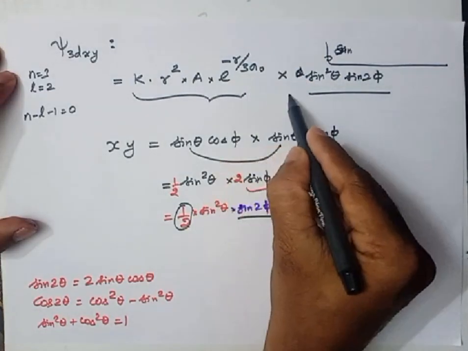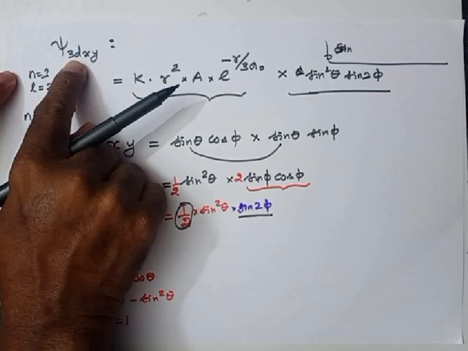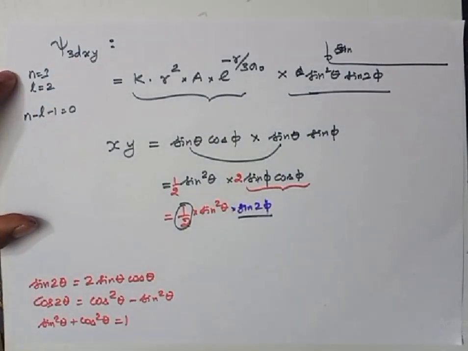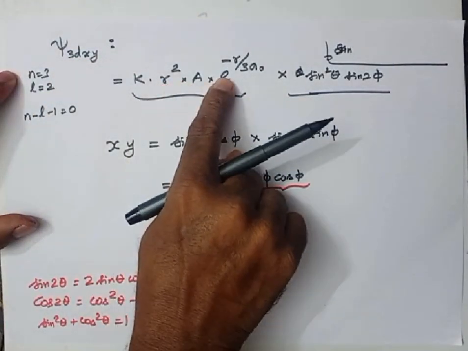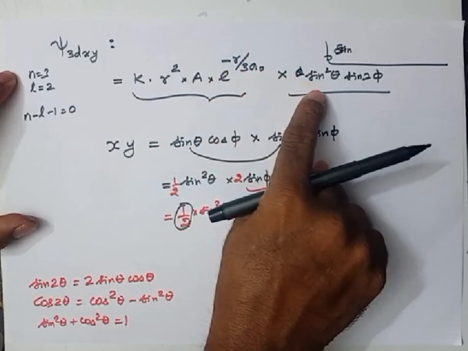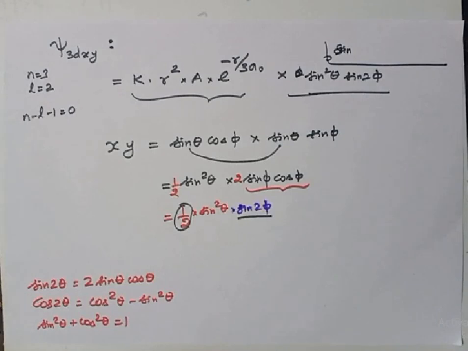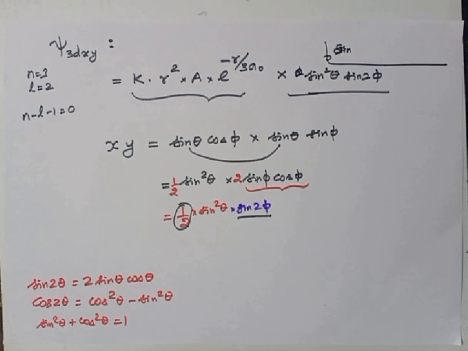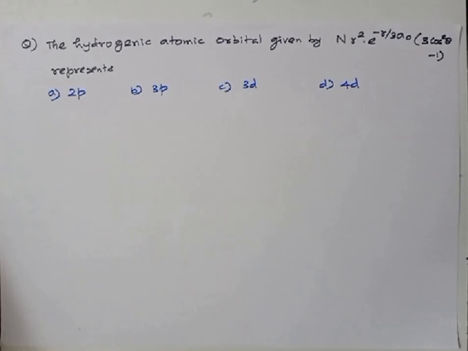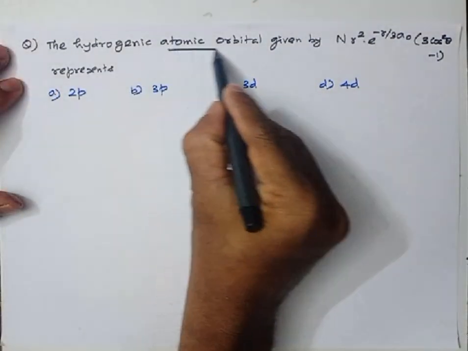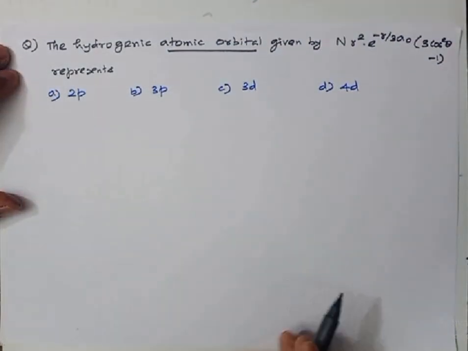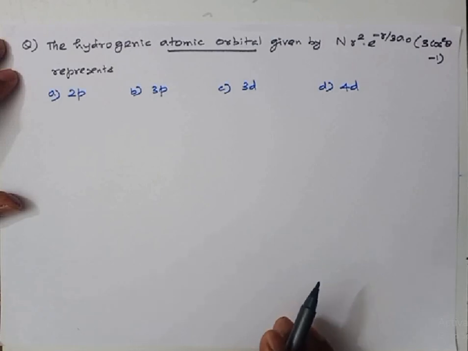So this is the overall wave function for the 3d xy orbital. It has an r square term, an e power minus r by 3 a naught term, then sin square theta sin 2 phi term. Sin square theta sin 2 phi will arise for the dxy orbital. Is this clear? Any doubt? Which orbital is this? 3d. N is equal to 3, L is equal to 2.